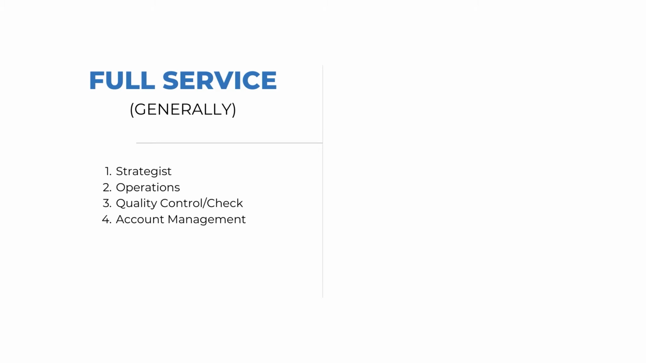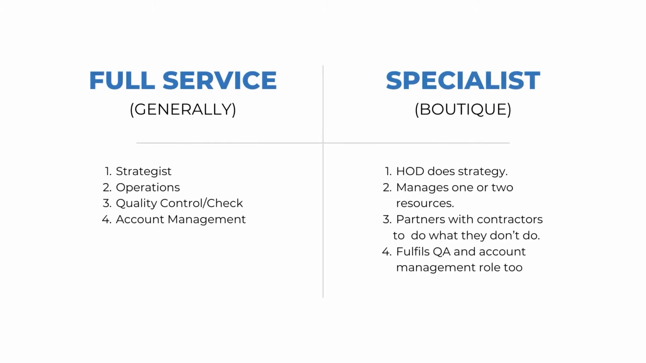The other kind of agency that we tend to find is more of a boutique specialist agency. This is generally an online marketing company or agency that's been started by somebody who's great at one particular element of digital marketing, like web design or SEO. They will often have an HOD who does the strategy. That HOD will, for example, manage one or two resources within their team. And they'll often partner up with contractors to do what they can't do. So an SEO person who's great at SEO, has a great HOD in SEO and a few team members there, will partner up with a web design company to do the web design for them, or a copywriting company, or a resource partner like us.